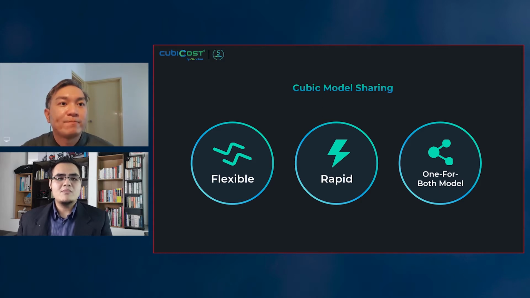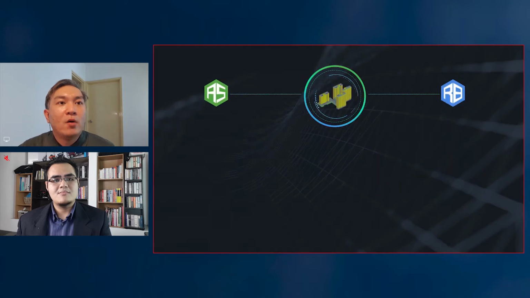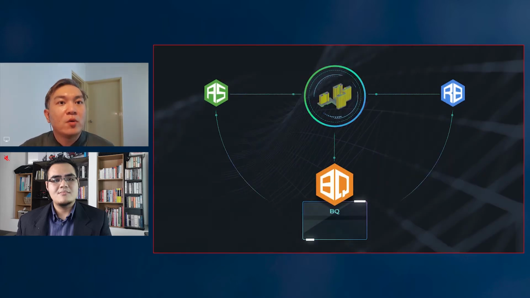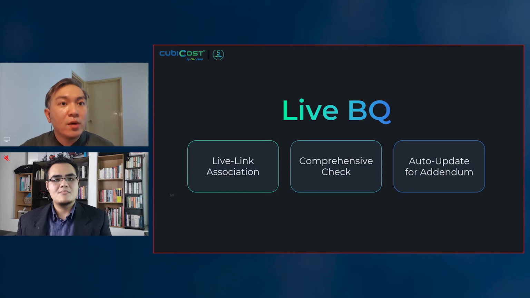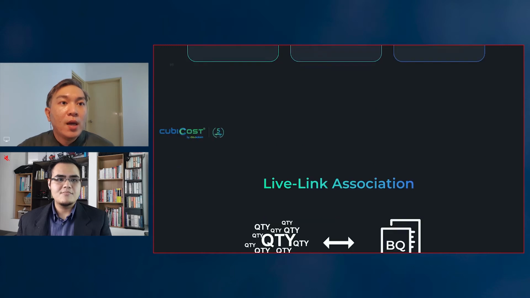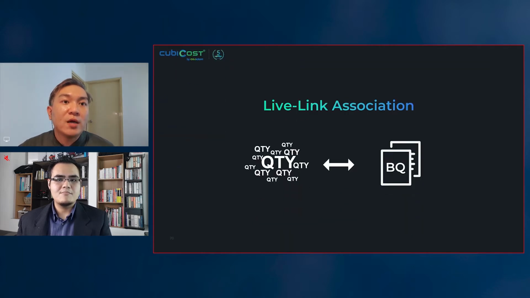Okay, how about quantities in BQ? How can we make sure they are the latest quantities we have generated in our model? Okay, to do that, you can easily connect your quantity takeoff products to our BQ and costing product, TBQ. By doing so, you have created a live BQ that is always linked to your 3D model. And with this kind of interconnectivity, you can easily live link all the quantities from your model to your BQ prepared in TBQ software.